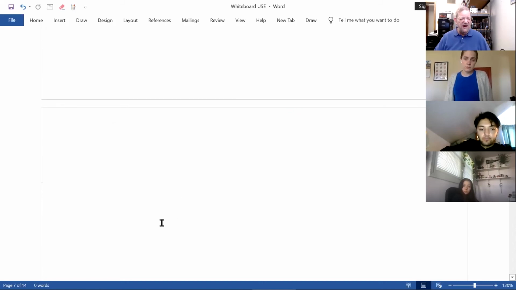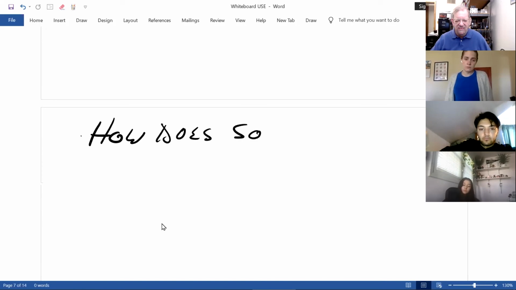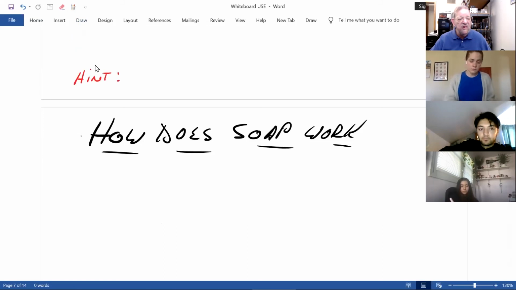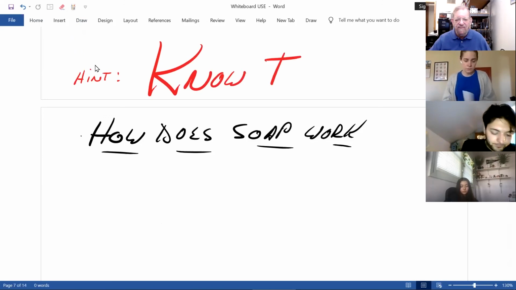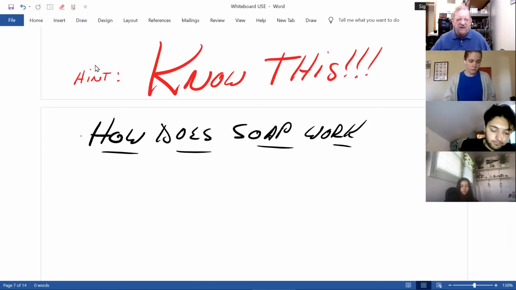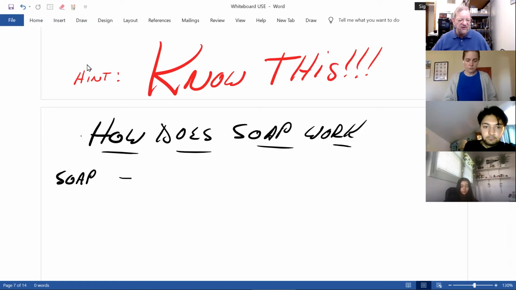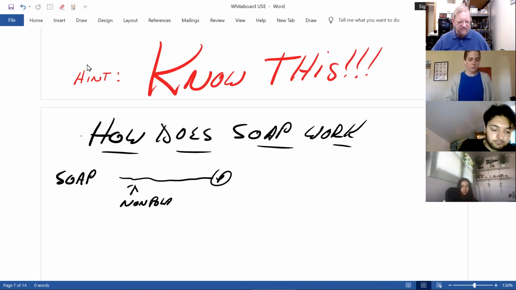Now, while we're getting along stuff you should know, leaving my class, I think this is a good time to talk and remind you, you should know how soap works. And the first thing you should know is the structure of soap. And soap has a long nonpolar tail and polar head. Whether it's liquid or bar, it's the same thing as a polar head.